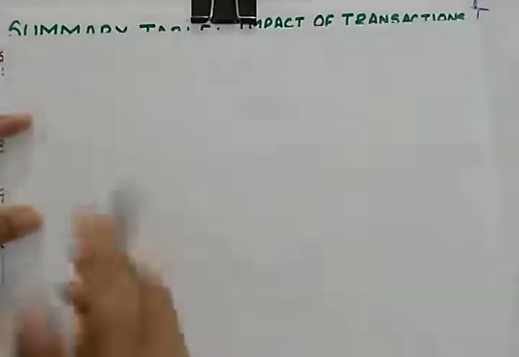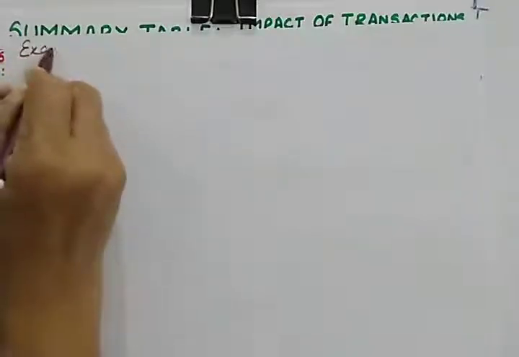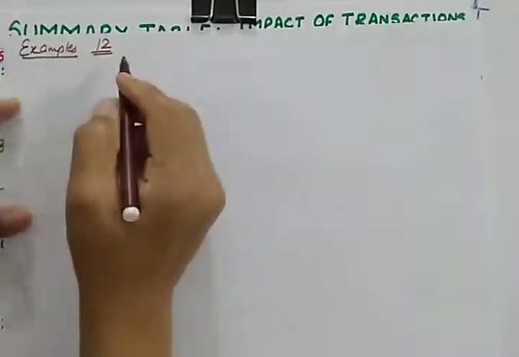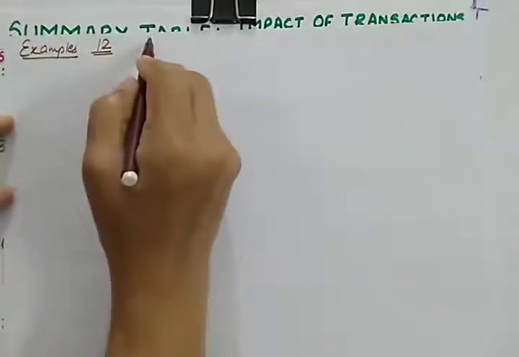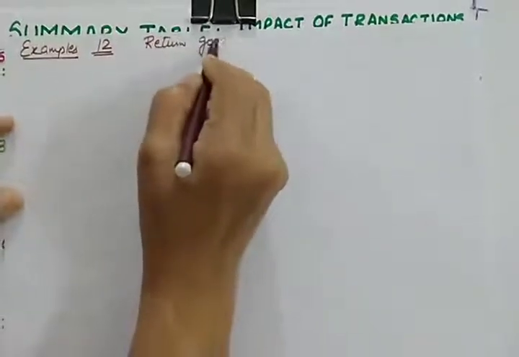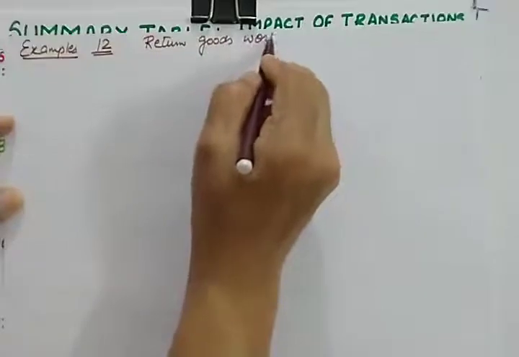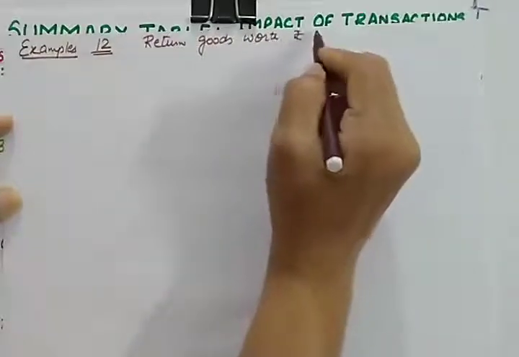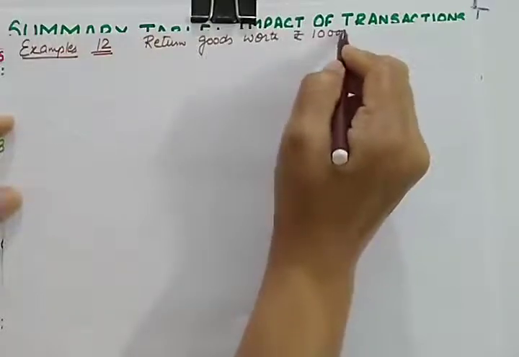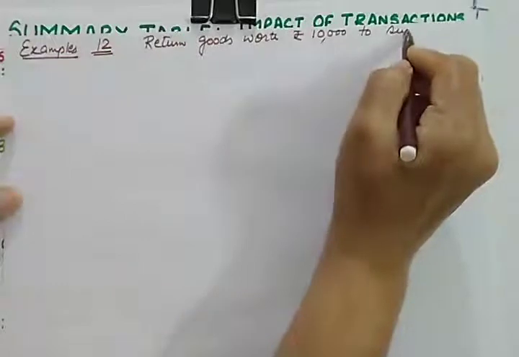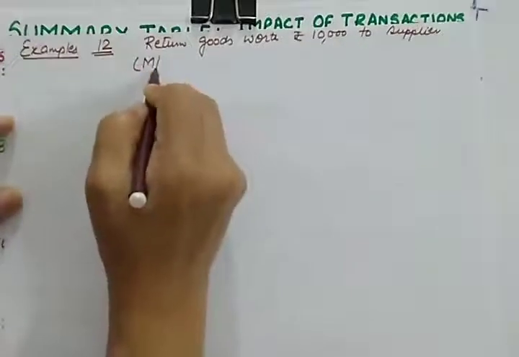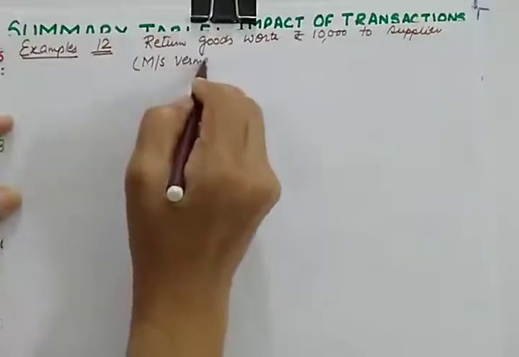This is transaction number 12. So this is my page where I am doing the example related to the 12th transaction. Suppose the transaction is like that: return goods worth rupees 10,000 to supplier, and the name of the supplier is Messrs. Verma and Sons.